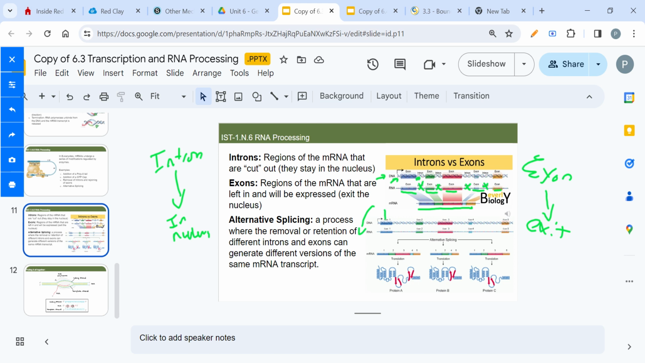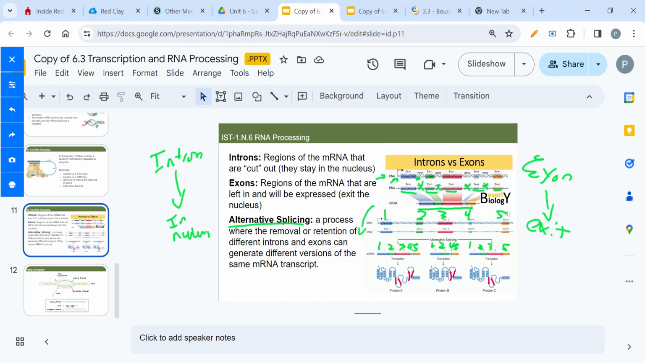So I got exon 1, 2, 3, 4, and 5. So if I take a look, protein A has 1, 2, 3, 4, 5. I use them all. But take a look at protein B. Which one did I remove? 3. So there's no 3. I got 1, 2, 4, and 5 right here. And similarly over here, I got 1, 2, 3, but no 4 in this one.